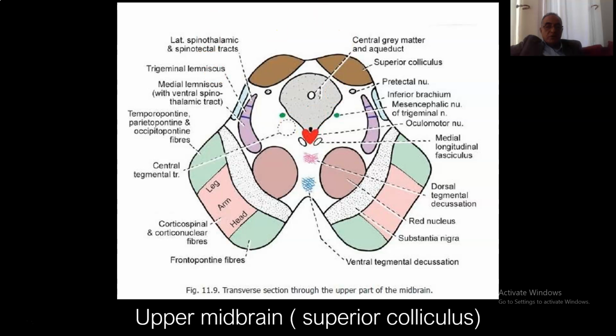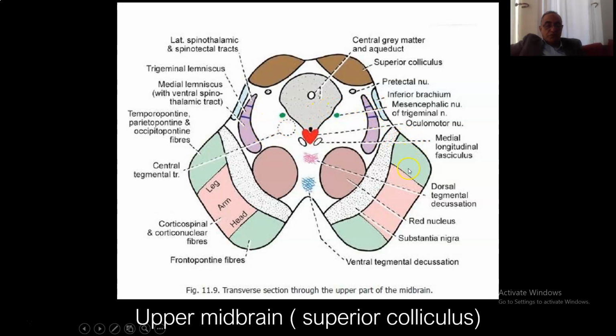The rostral midbrain, at the level of the superior colliculus. We have also the central canal. We have the periaqueductal region responsible for pain. Deep brain stimulation here can reduce the pain. And we have in the midline also the medial longitudinal fasciculus, and we have the lemnisci all together on either side, the trigeminal lemniscus with the medial lemniscus and the spinal lemniscus.